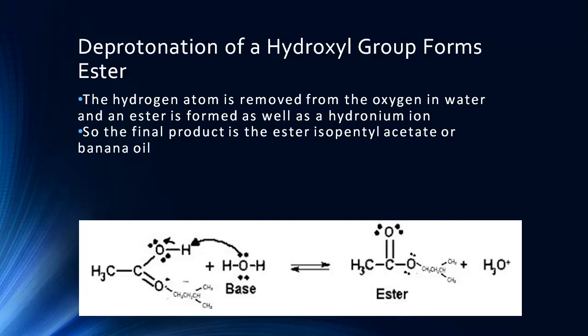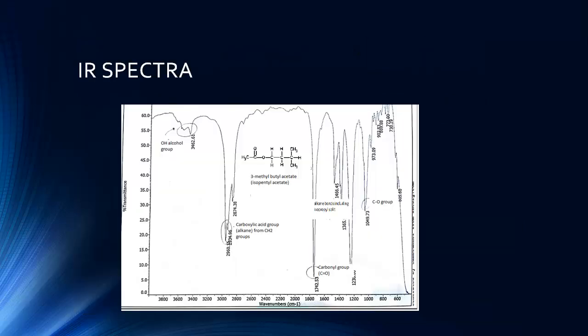This concludes our reaction. The IR spectrum is here. You can see an alcohol group, a carboxylic acid group, the isopentyl acetate area, alkane bond, CO group, and even a carbonyl group. Most of these are expected, including the OH group, but this may be an error to show that some of the reactants did not react.